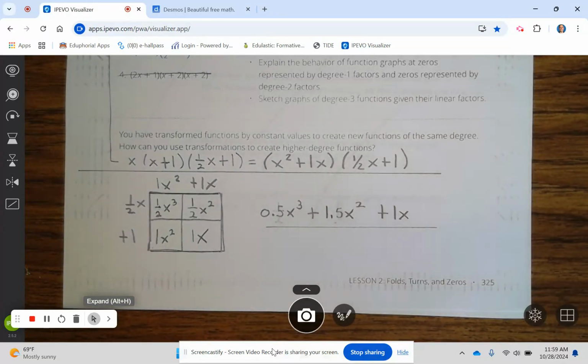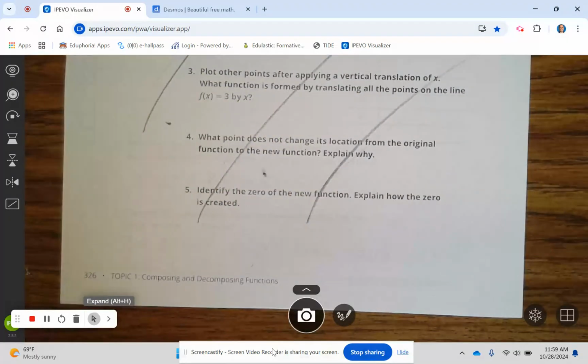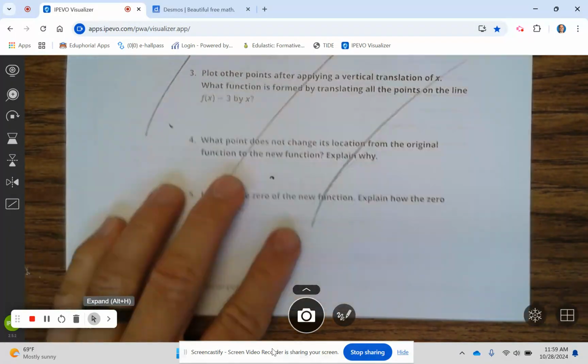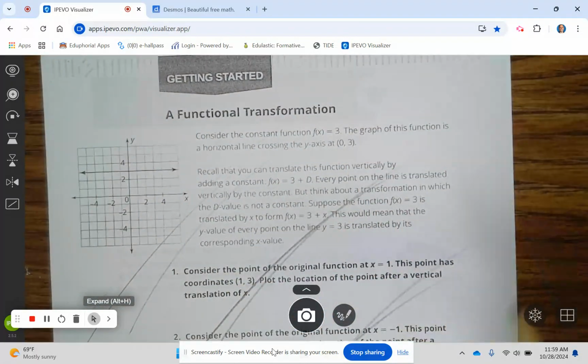All right, let's take a look at the next page. All right, go ahead and mark out that page.